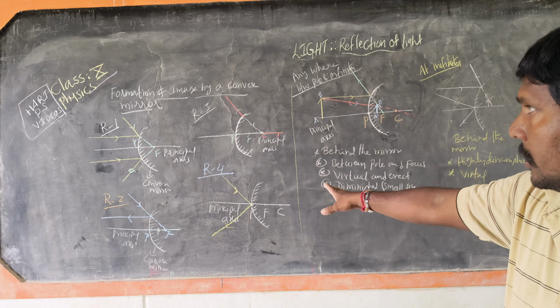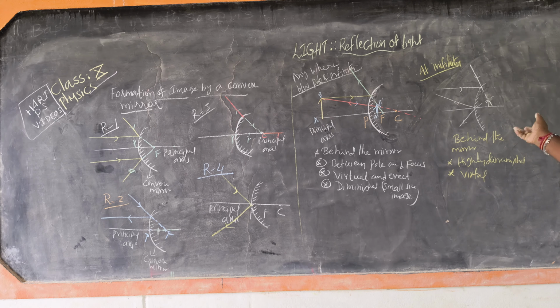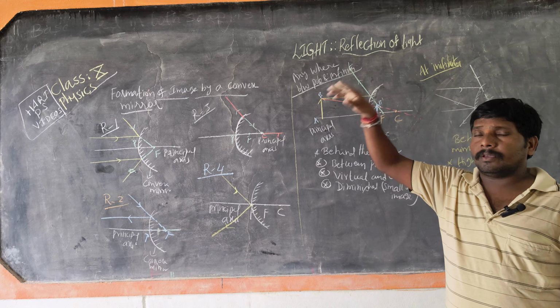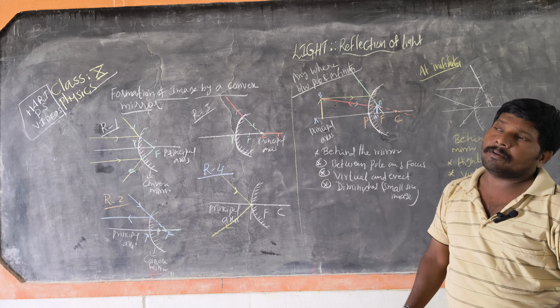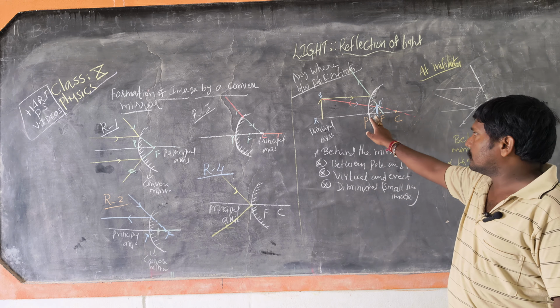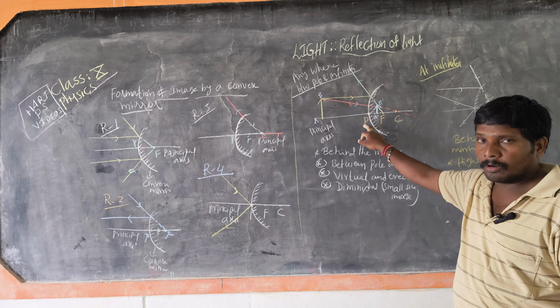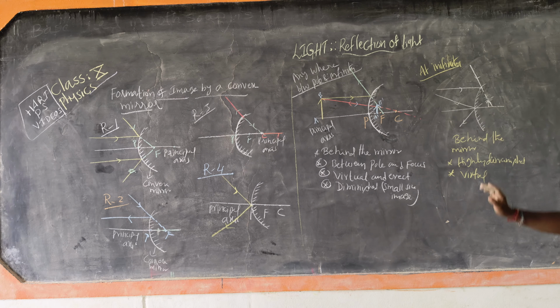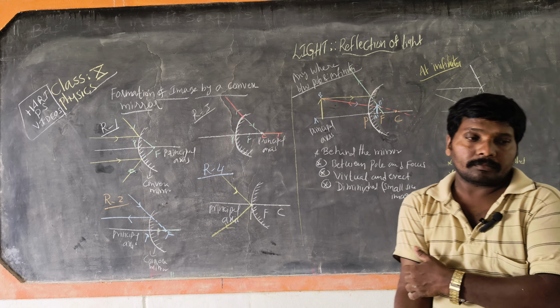So the rules for the image formed are two cases only. The other one is between infinity and pole: wherever you place the object, it forms between focus and pole only, a small size image behind the mirror. Then the other is at infinity.